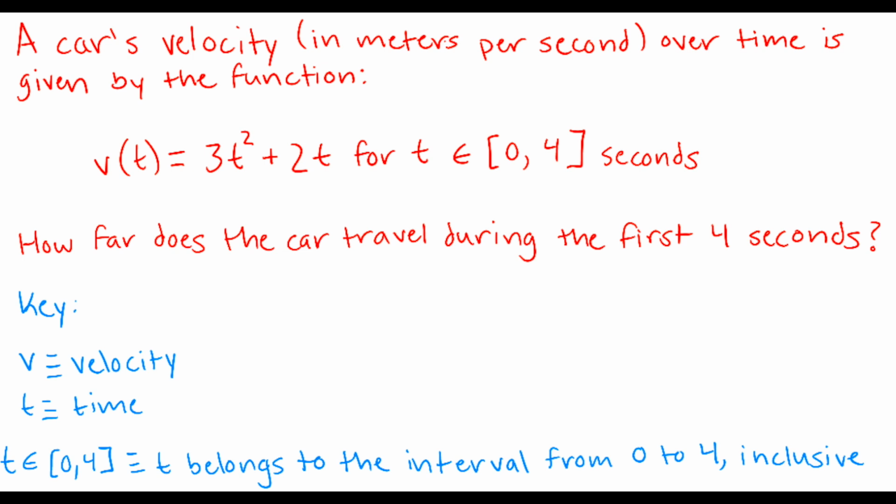So, our problem for today is: a car's velocity in meters per second over time is given by the function v of t equals 3t squared plus 2t, for t belonging to the interval from 0 to 4 seconds. How far does the car travel during the first 4 seconds?